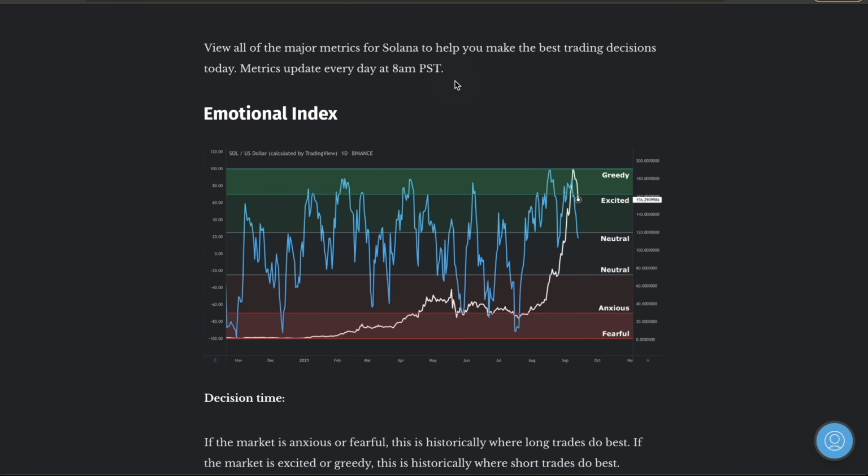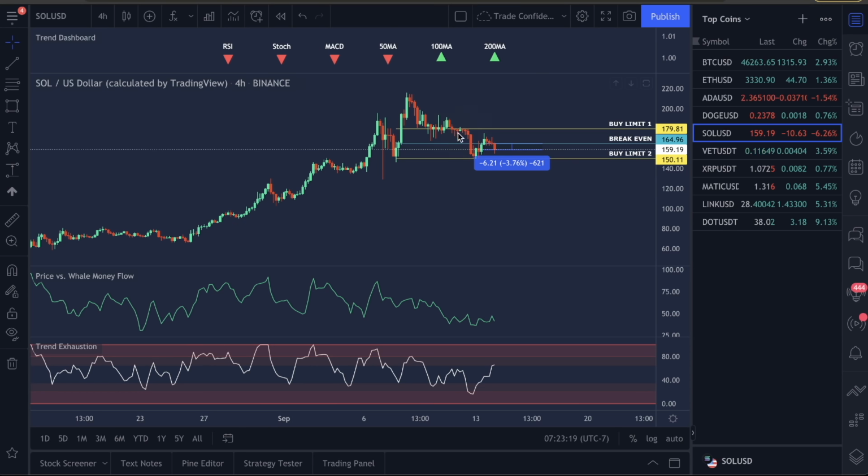Pacific Standard Time, which is in like 27 minutes. Actually, it's 7:23 right now. Emotional index. This is showing us we're in the neutral section right now. This totally makes sense because a lot of the market is actually just in these lower time frames. You guys can see this, but it's kind of in a little bit of a channel.